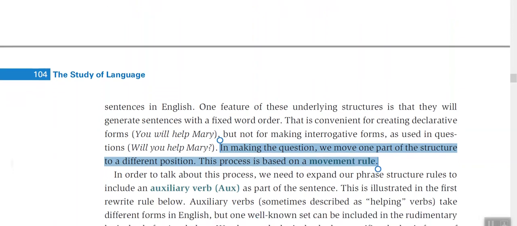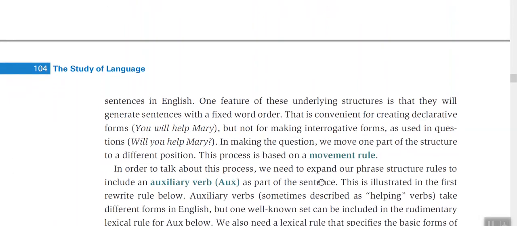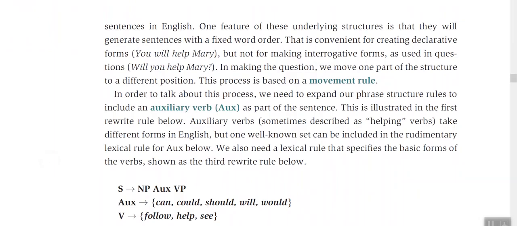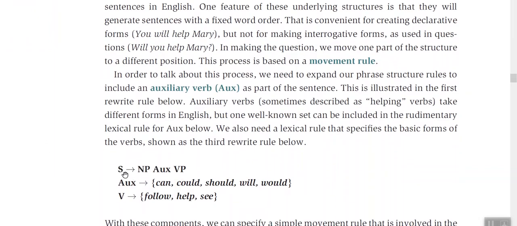For example, if we talk about this process, we need to expand our phrase structure to include what? An auxiliary verb, abbreviated aux. It means auxiliary verb as a part of the sentence. This is illustrated in the first rewrite rule below. Here we have the auxiliary verbs, they are also called helping verbs. You are familiar with this, you know this. Okay, so this is the rule.